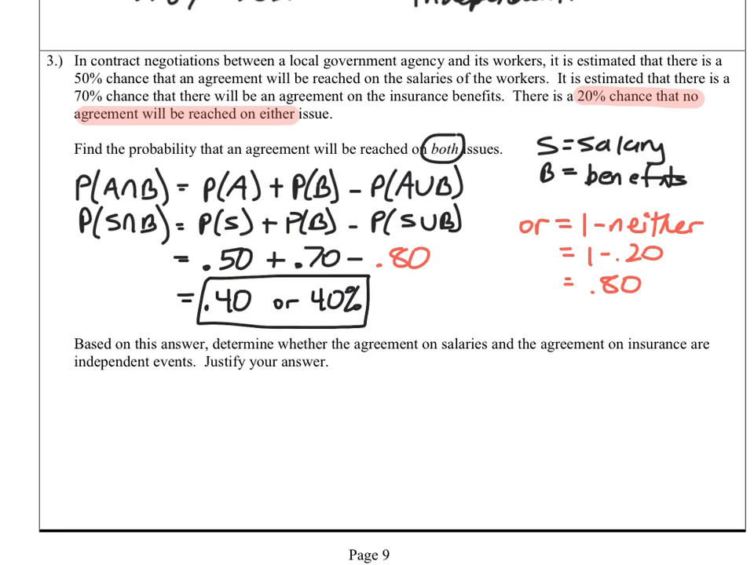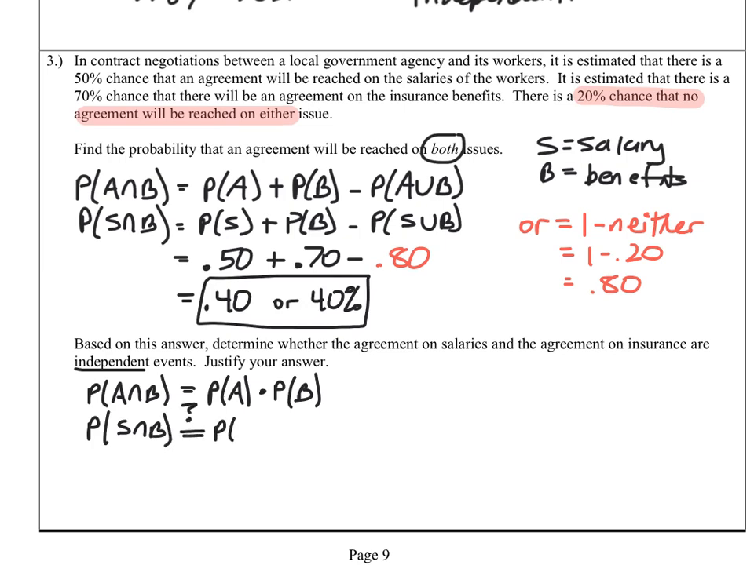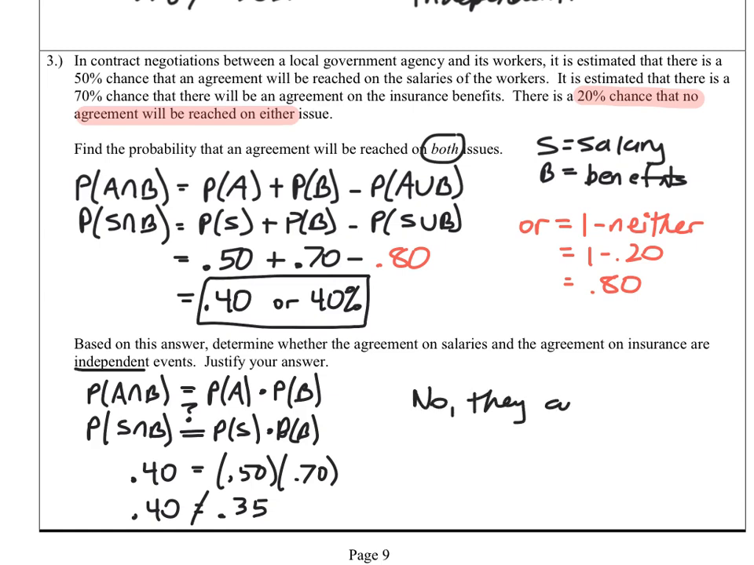So based on this answer, determine whether the agreement on salaries and insurance are independent events. So again, remember what independent means. It means the probability of A and B equals A times B. Well, in this case, we're not doing A and B, we're doing salary and benefits, and we want to know, is that equal to salary times benefits? So salary and benefits is 0.40. Salary alone is 0.50. Benefits alone is 0.70. And 0.50 times 0.70 is 0.35. Is 0.40 equal to 0.35? No. So we would say no, they are not independent.